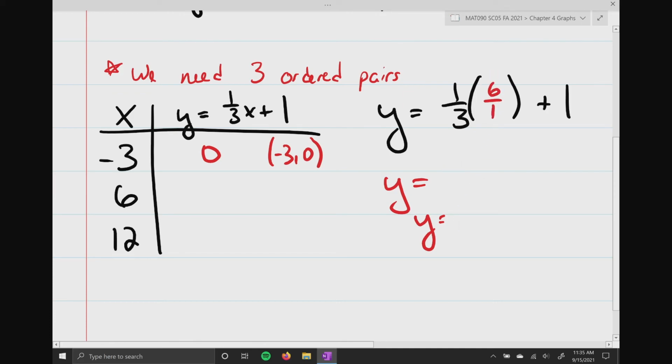So I'm just going to erase and put a 6. See, in the previous section, I gave you the x values. In this section, you're telling me what they are by picking numbers out of your head. Doesn't matter what they are. So, what's 1/3 times 6? Anybody know?